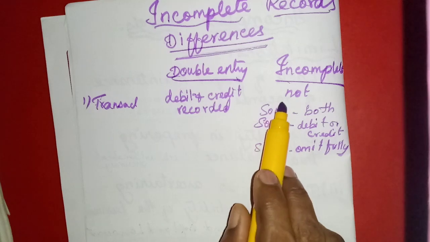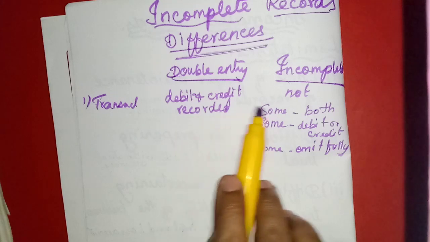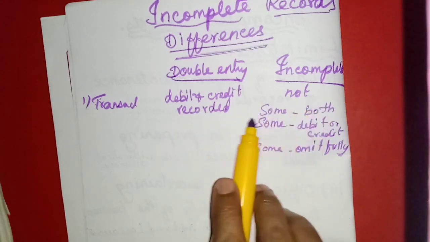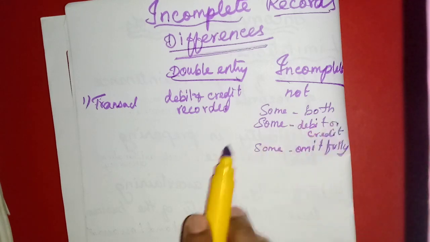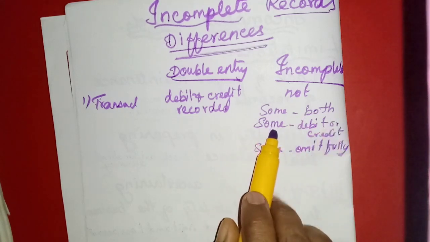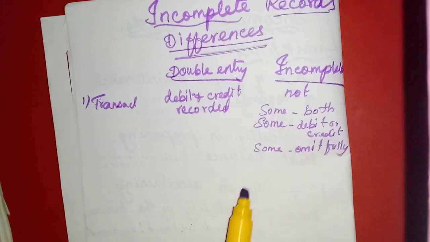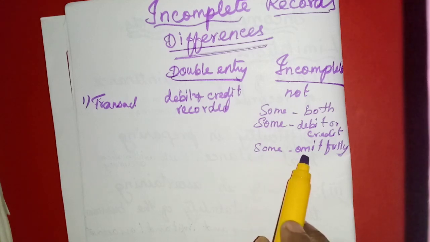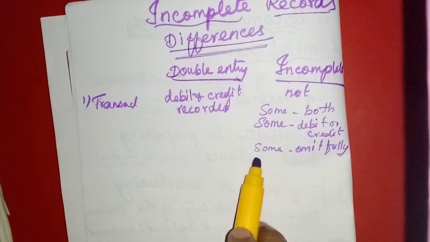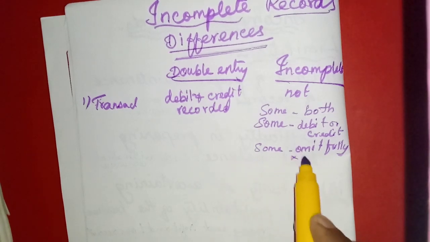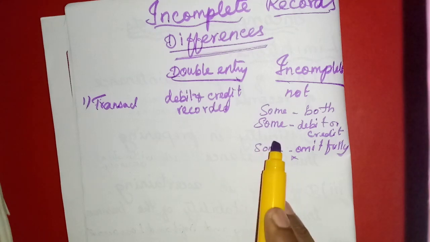Understood? So in incomplete records, these both debit and credit aspects are not recorded fully. For some transactions, they record both debit and credit aspects. For some other transactions, they record either the debit or the credit aspect. And for some other transactions, they omit fully. Both debit and credit will be omitted. That means they never record this transaction. That we have learned already, in the beginning itself.